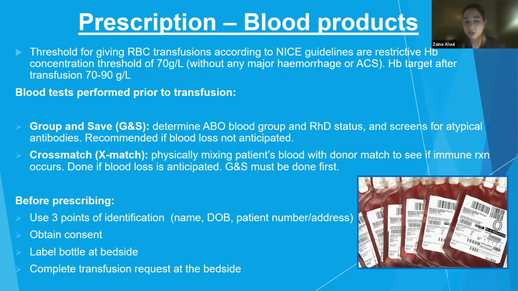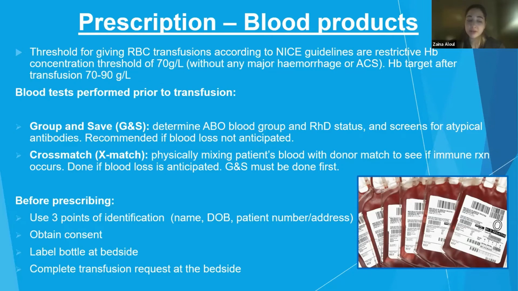And this is usually done if blood loss is anticipated, but a group and save needs to be done prior to that, just to determine the patient's blood group. And then obviously, if it's an emergency situation, the patient is unconscious, they're unable to tell you their blood group, and there's no time to perform these tests, then you would give O-neg.